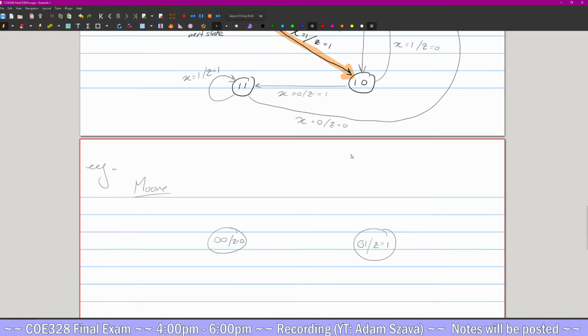And so this is a Moore machine. So you see, you label the outputs based directly on the present state variables.